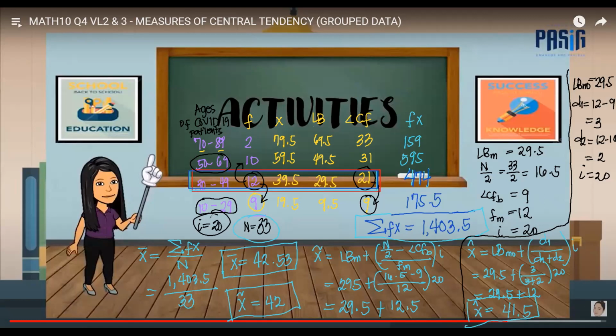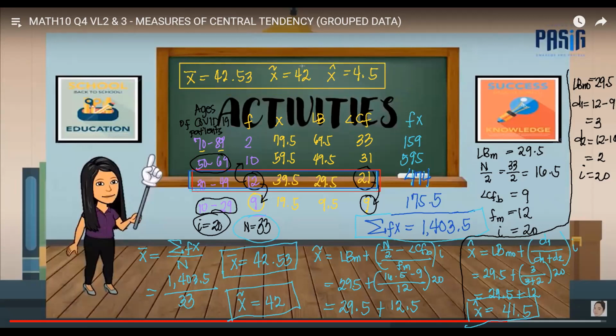So let us have a recap, ano? What is our mean? Our mean is 42.53. Ano yung ating median? That's 42. Ano yung ating mode? That's 41.5. So ito po yung mga sagot natin.